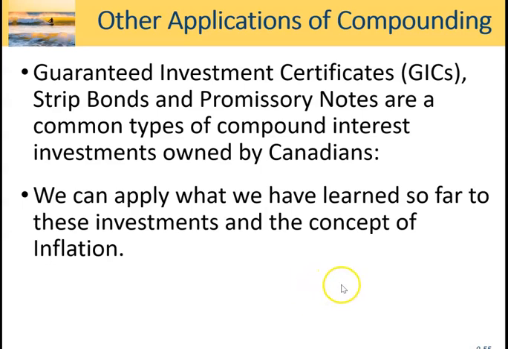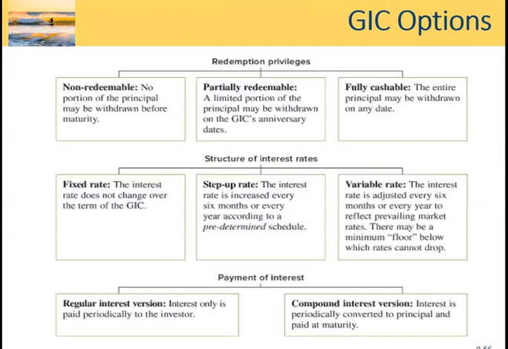Hi everyone, let's continue on with Chapter 9, Section 5, Other Applications of Compounding. So in the last video I did mention the GICs, strip bonds, and promissory notes that are common types of compound interest investments that Canadians own. We can apply what we've learned so far to these investments and to the idea of inflation.